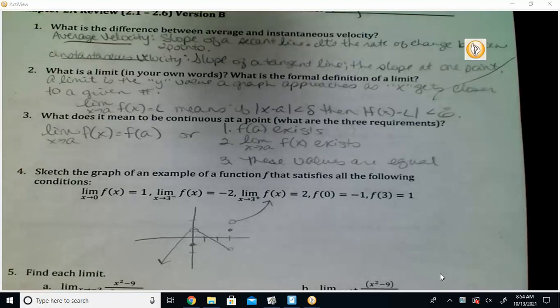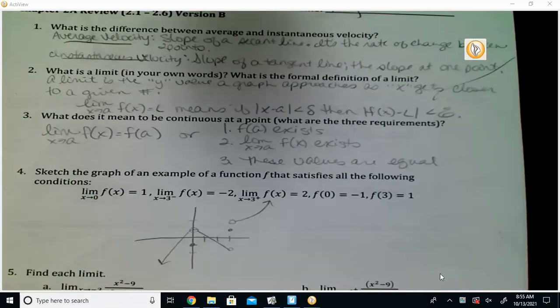So, the difference between average and instantaneous. Average is just like a slope between 2 points. Average velocity is like an average rate of change, just a slope. Instantaneous is the slope of the tangent line, or the slope at a single point. That's when we had to look at the tables to actually calculate it.